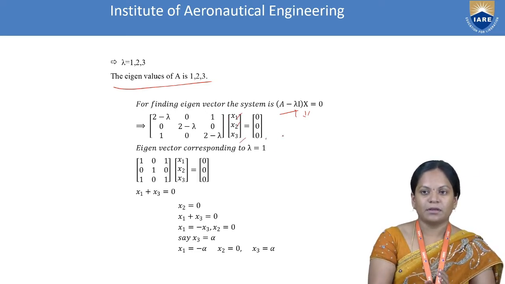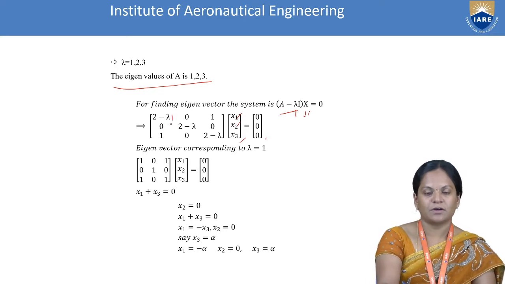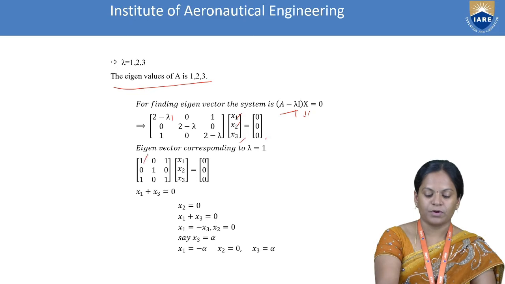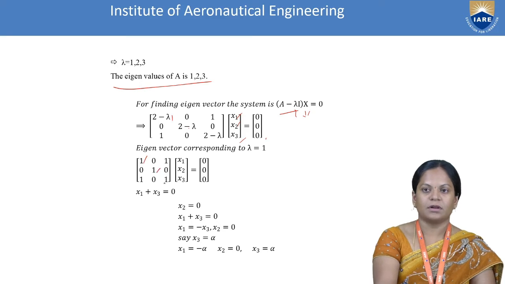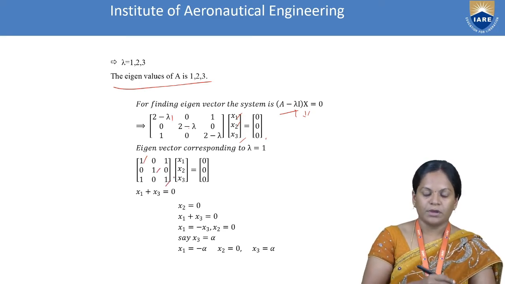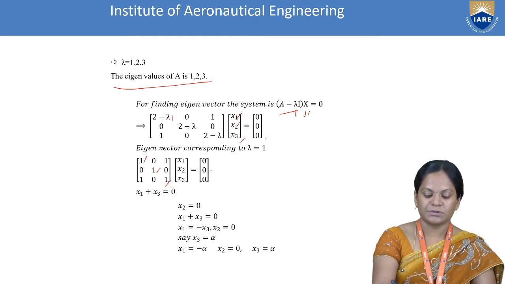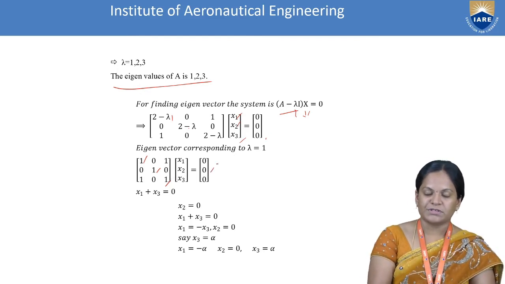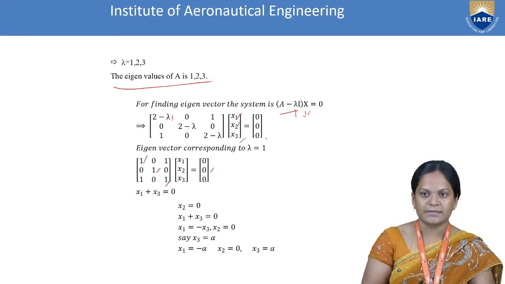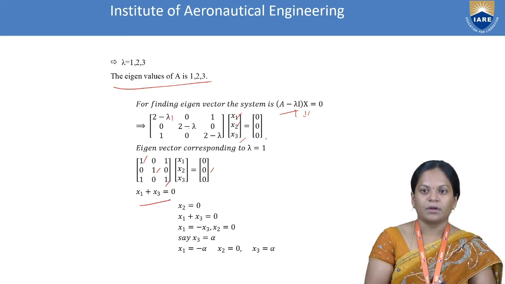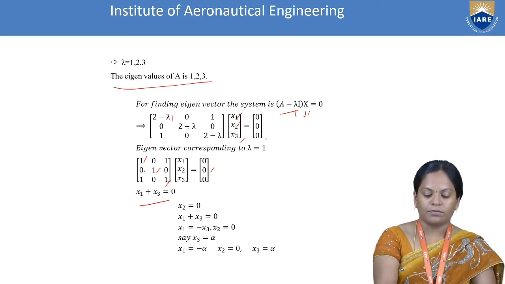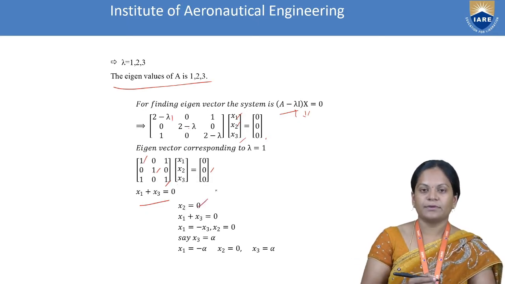Now for lambda equal to 1, substitute 1 in place of lambda. 2 minus 1 is 1. Only the diagonal elements change, the remaining are all the same. Second row, 2 minus 1, 1. Last row, 2 minus 1, 1, into x1, x2, x3, which is 0, 0, 0. So by taking the equations, we solve for x1, x2, x3. From the first equation, I am writing x1 plus x3 equal to 0. From the second equation, 0 into x1 is 0, 1 into x2 is x2, 0 into x3 is 0. That's why we get x2 equal to 0.